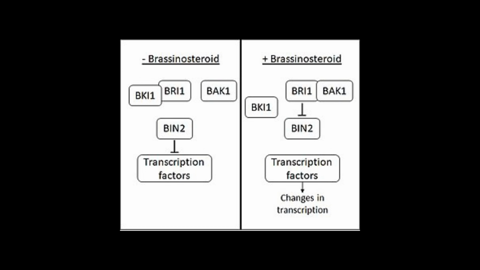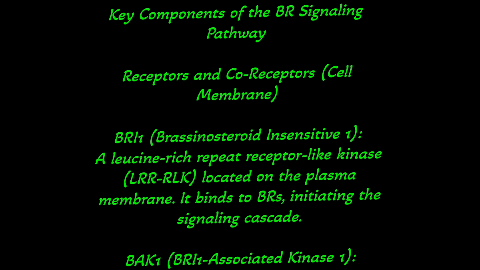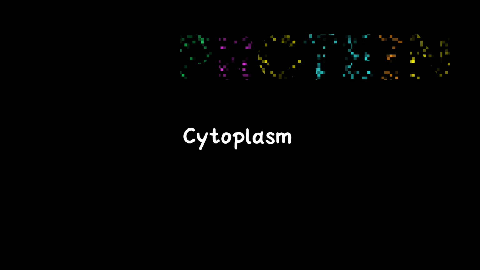We have seen what is BRI1, that is brassinosteroid insensitive 1, the receptor, and the co-receptor in the cell membrane. This BRI1 is a leucine rich repeat receptor like kinase, the LRR-RLK, located on the plasma membrane. It binds to the brassinosteroid, initiating the signaling cascade. Then BAK1, this is BRI1 associated kinase 1, a co-receptor that forms a complex with BRI1 upon BR binding and enhances BRI1 activation, then signaling proteins in the cytoplasm.